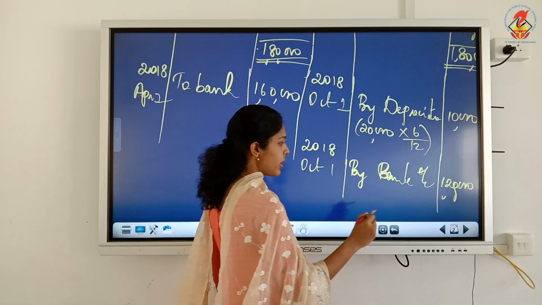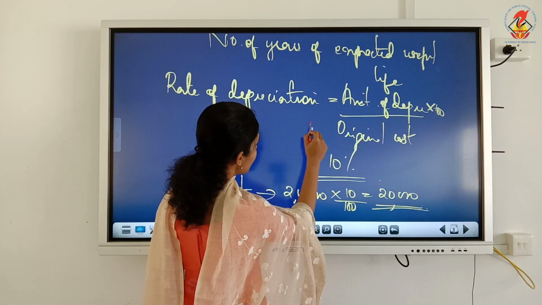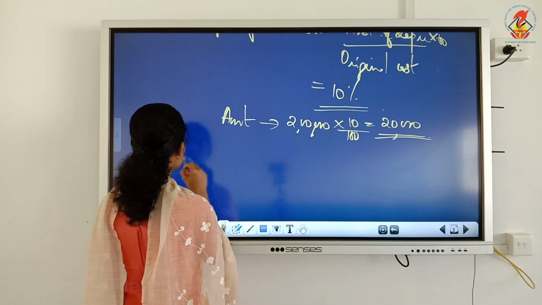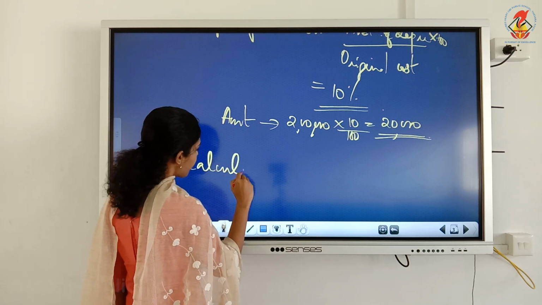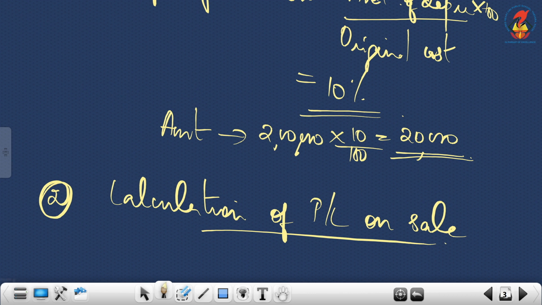So that is very much important. You have to compute the profit or loss on sale. Take your working note. That means at the end of that machinery, you have done this calculation. The second working note we will write here. That is calculation of profit or loss on sale.